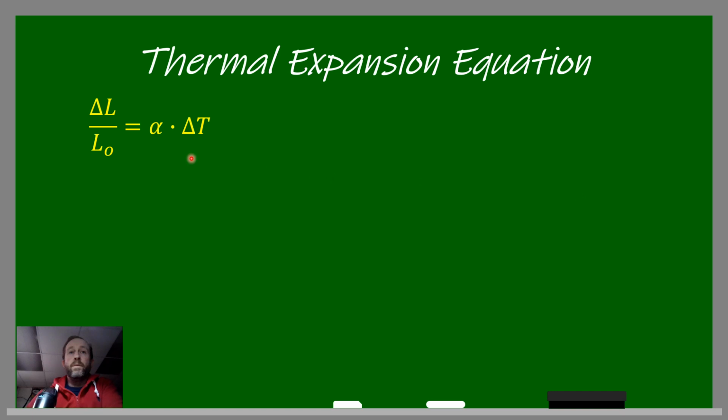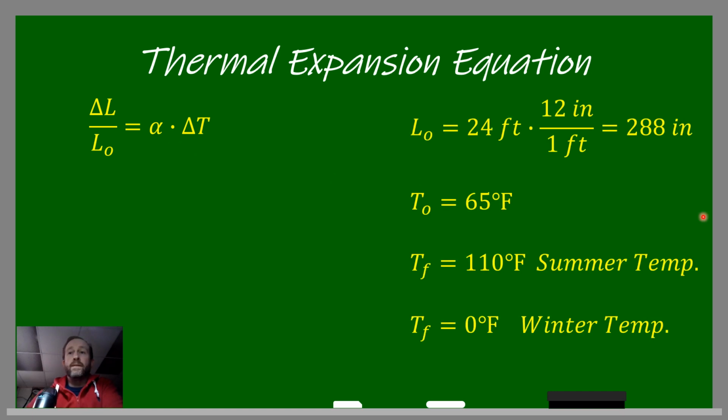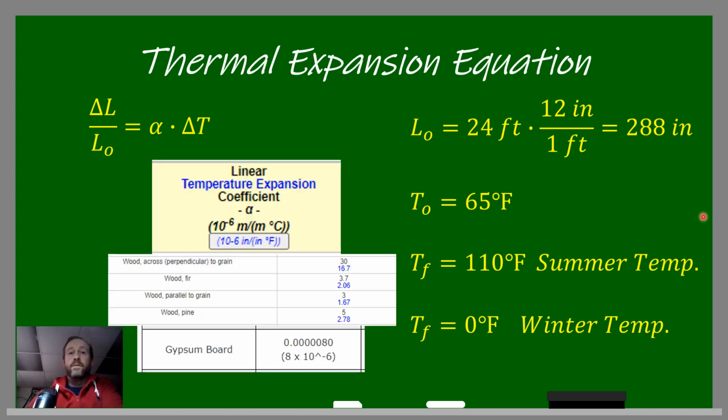So we have our formula to start with that we saw before. And now we start to find some data to start plugging into those parts. I found the coefficients for my materials here. The gypsum board is 8 times 10 to the negative 6. And as for my wood choice, I'm going to go with wood parallel to the grain. 1.67 is the inches and Fahrenheit measurement here. 1.67 times 10 to the negative 6, that value there, okay?